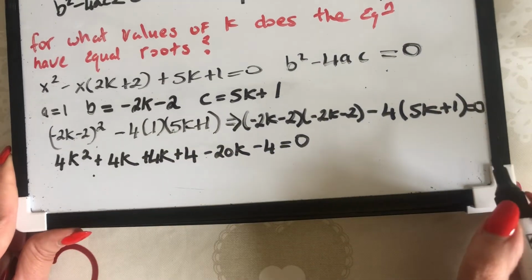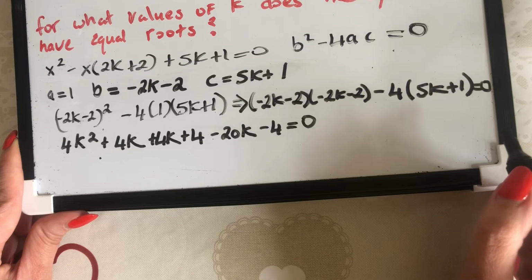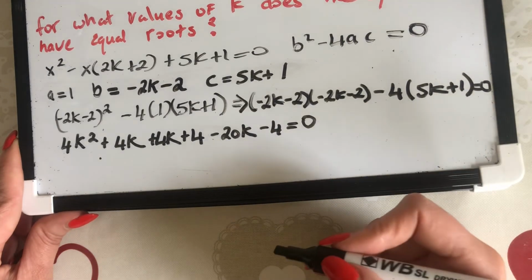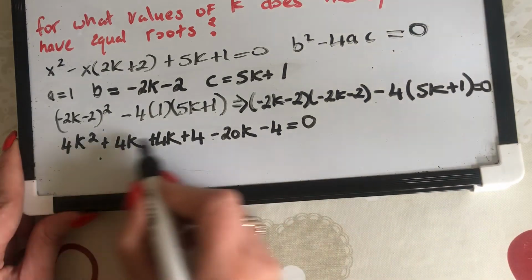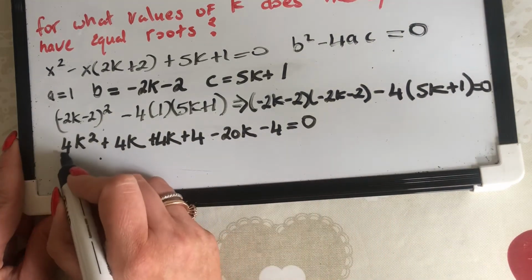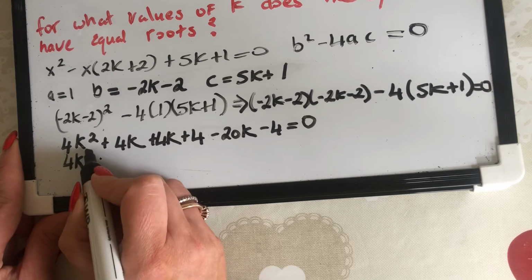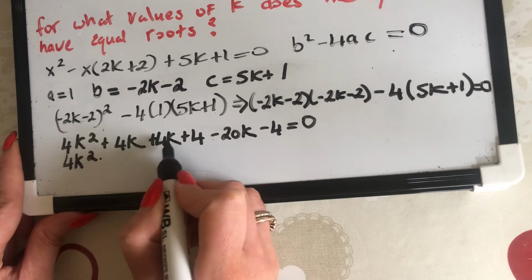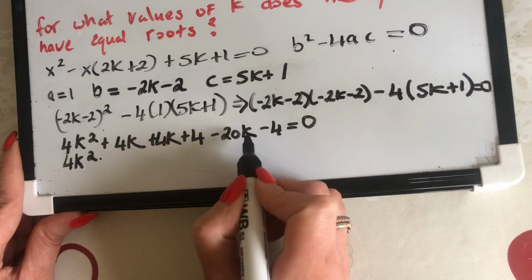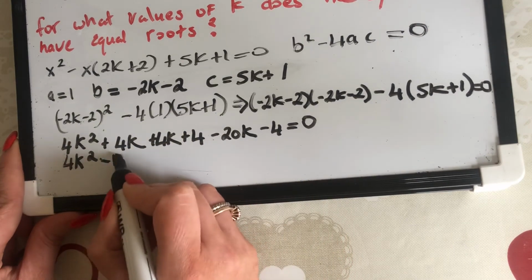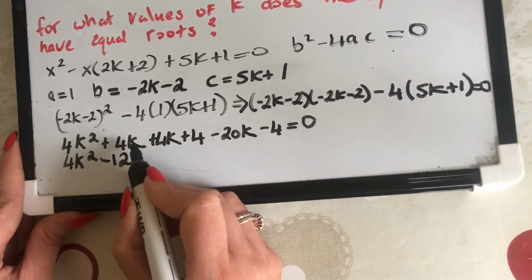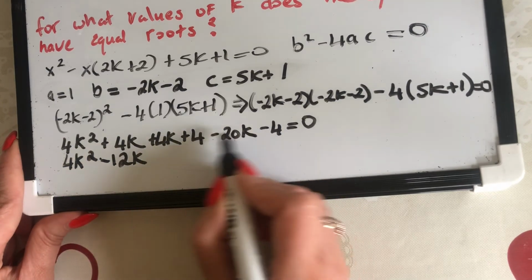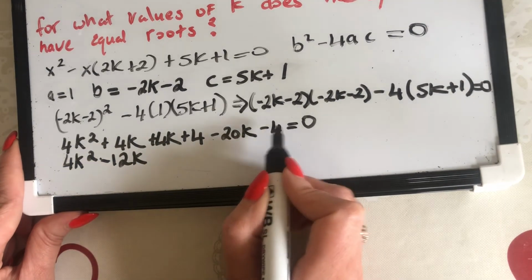Now you can see here we're starting to get a quadratic. So we're going to simplify it down and put our k squared first, then our k, and then our number. There's no other k squareds bar this 4k squared here in the front. Then we have a 4k and a 4k is 8k. Take away 20k, so we're left with minus 12k. And then we can see here, we've got a positive 4 and a negative 4, so they cancel.